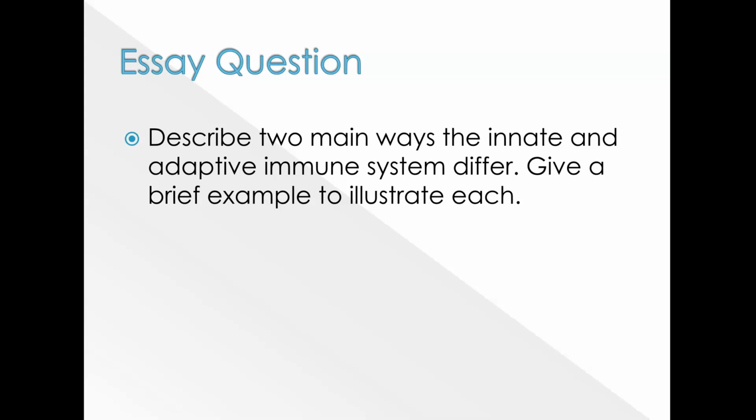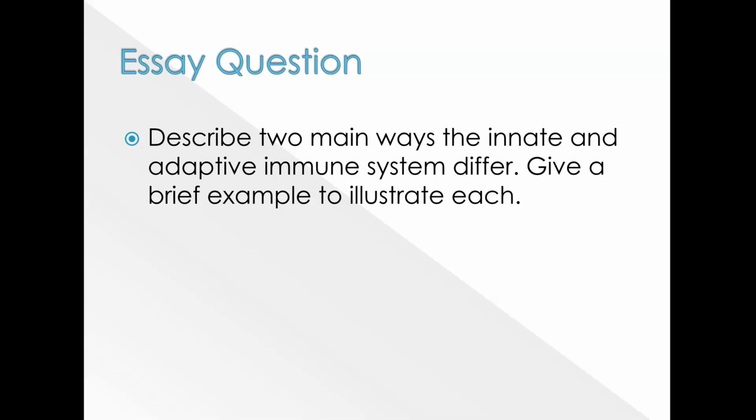Two main ways. What would be? There's lots of ways, but to me the two most important ways that the adaptive and innate immune responses differ are that the innate immune response is non-specific and the adaptive immune response is specific. I would say that's probably the defining characteristic of both. And then after that, maybe the other major one is that innate is fast acting and adaptive is slower to act.